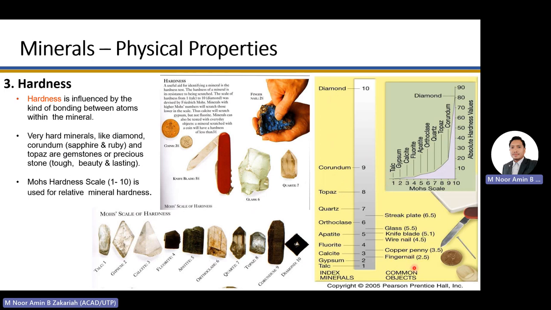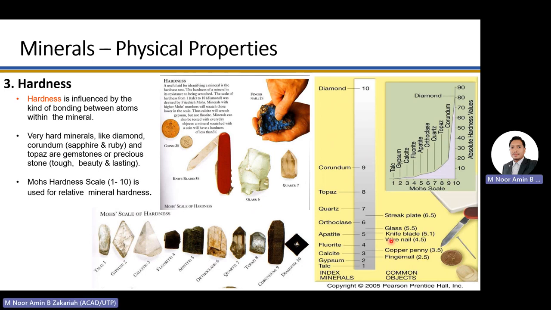Let's take a look at a common object. So our fingernails are considered 2.5, where we can scratch gypsum but not calcite. A copper penny is about 3.5, so you can scratch calcite using your penny, or maybe you can scratch the fingernails using the shilling.